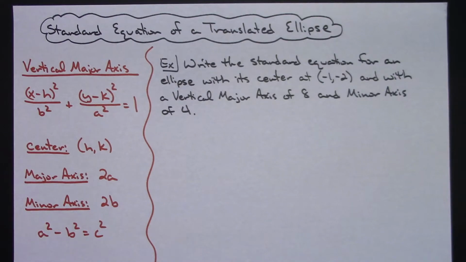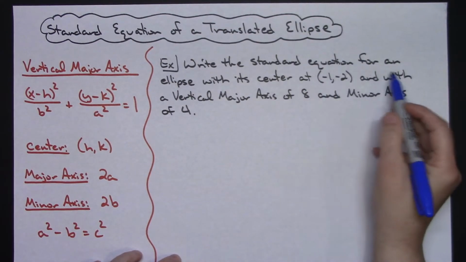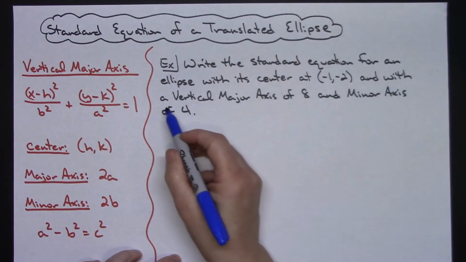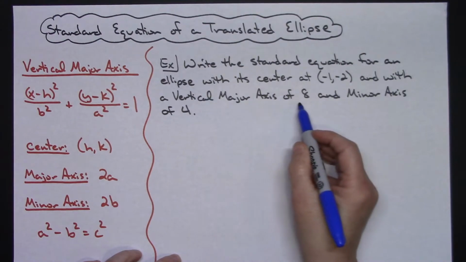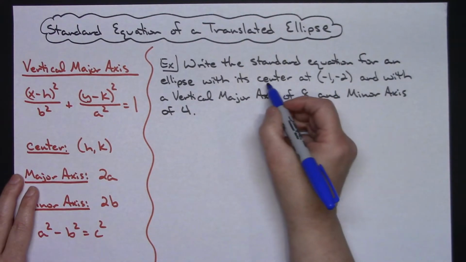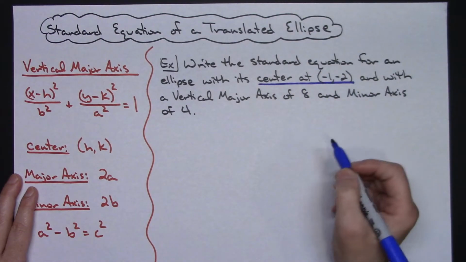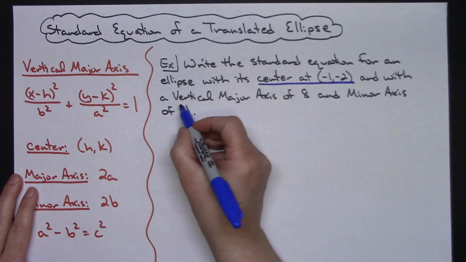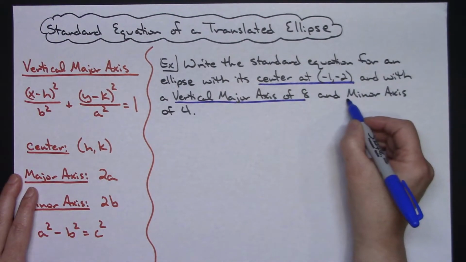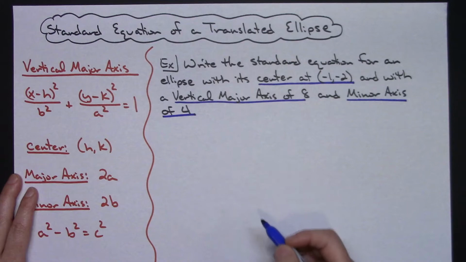in order to find any one of the missing values that you would need. In this example it says write the standard equation for an ellipse with its center at (-1, -2), and with a vertical major axis of 8 and a minor axis of 4. So the important information we need out of this: the center is at (-1, -2), with a vertical major axis of 8 and a minor axis of 4.